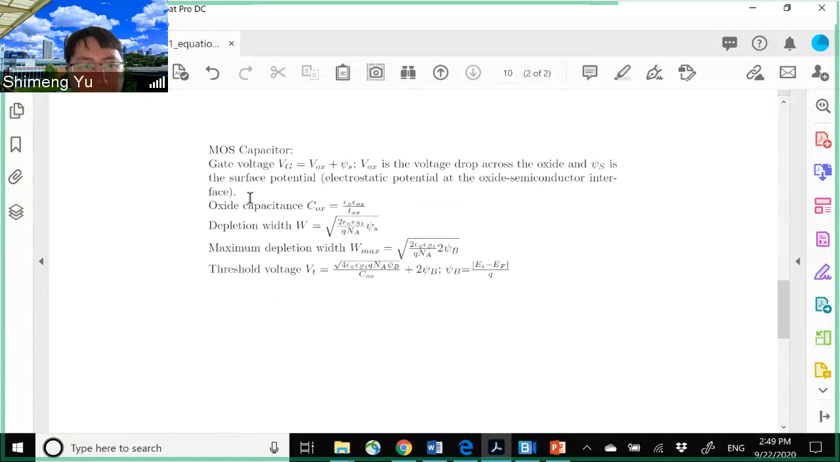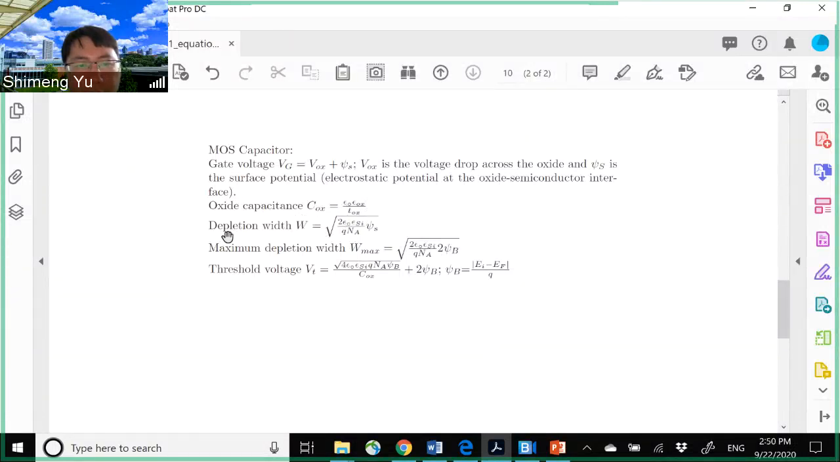And then the MOS cap. First, the gate voltage you apply drops on two components. The first one is the oxide, the second one is the silicon surface potential. And for the oxide capacitance, as we just mentioned, COX is epsilon 0, the permittivity of the vacuum, times the relative dielectric constant, epsilon OX, divided by the thickness of the oxide, TOX.